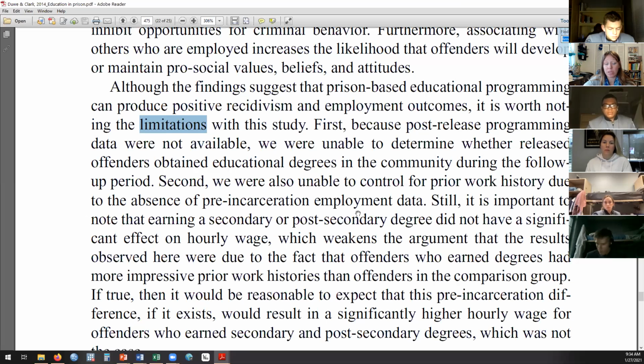That actually is really hard to get a hold of. You usually have to contact the IRS. And even then, there are problems with that because what if they had a job under the table? It's really hard to control for that information. So I'm not surprised he didn't have that. But that would be a limitation that I would want you guys to mention, right?